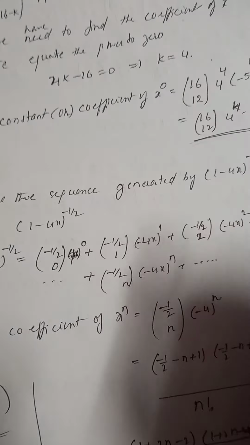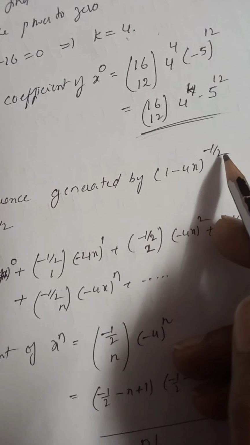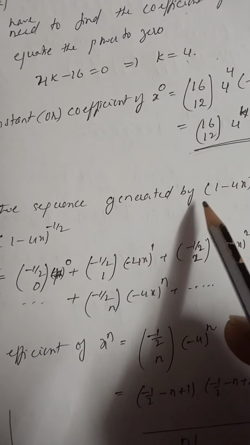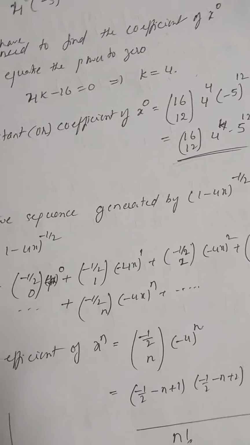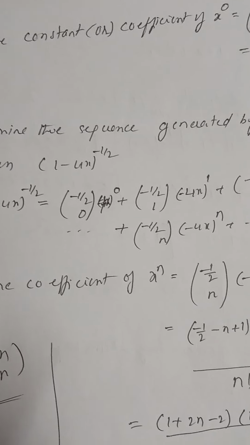Determine the sequence generated by (1 minus 4x) to the power of minus 1 by 2. That means simply we have to expand by using binomial expansion.